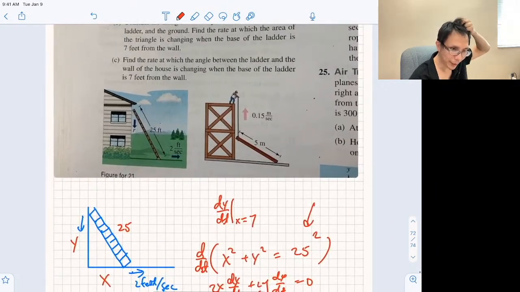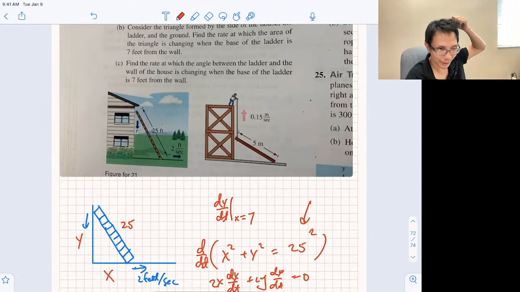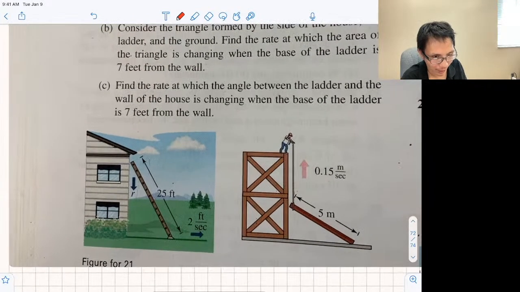Find the rate at which the angle between the ladder and the wall of the house is changing when the base of the ladder is 7 feet from the wall. Any idea how to start? Can you say it again, please? It says find the rate at which the angle between the ladder and the wall, which is the top part of the house, is changing when the base of the ladder is 7 feet away from the wall.